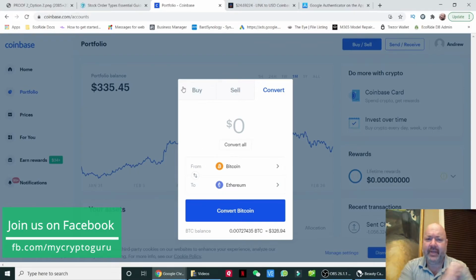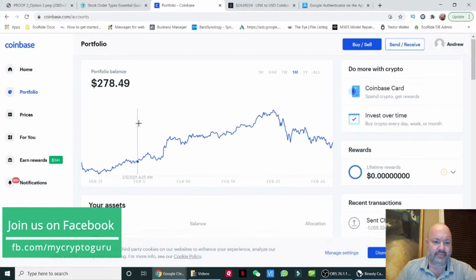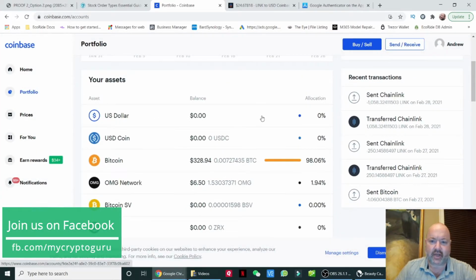So that's the basics of Coinbase. One question I wanted to answer is what happens to my money? I get this question a lot more than I thought I would. What happens to my dollars if I sell my crypto on an exchange? Well, crypto exchanges give you a dollar account. So here's my US dollar account.